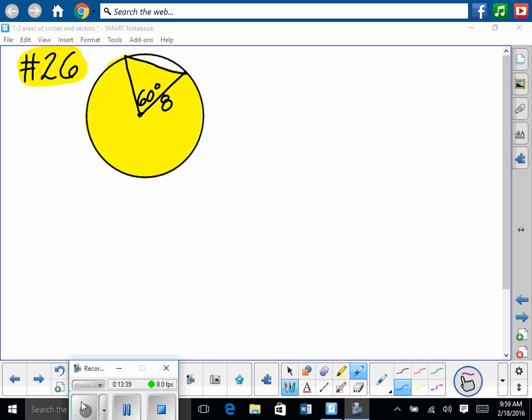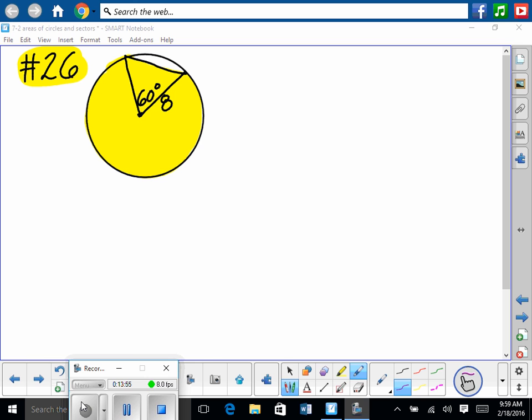So now we're just putting it all together, everything we just learned. It looks a little bit harder than it really is. So it says find the area of the shaded region. This is number 26 on your worksheet. So if you do it with me, you have one less problem to do.